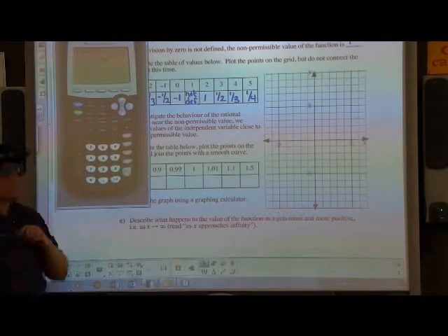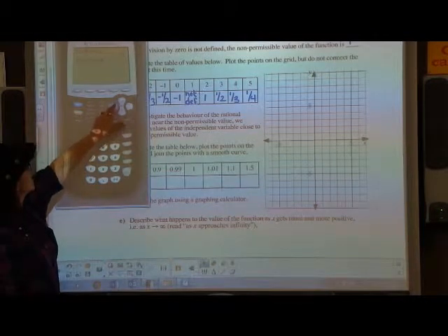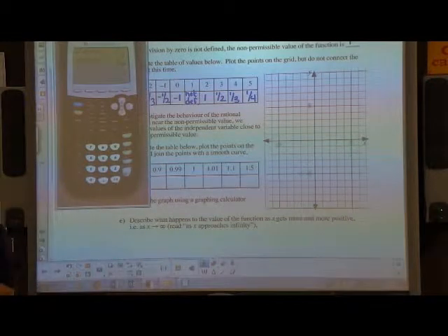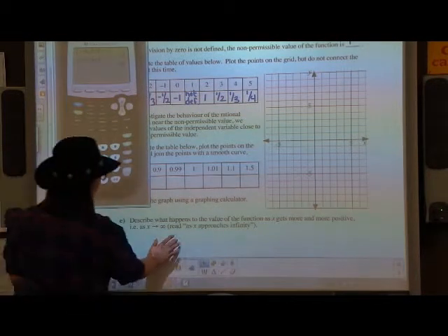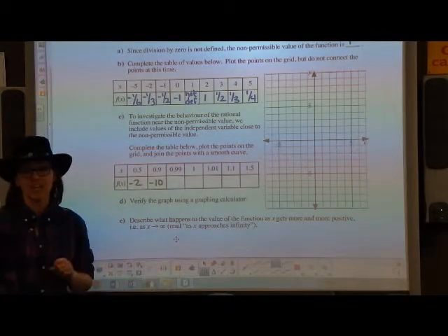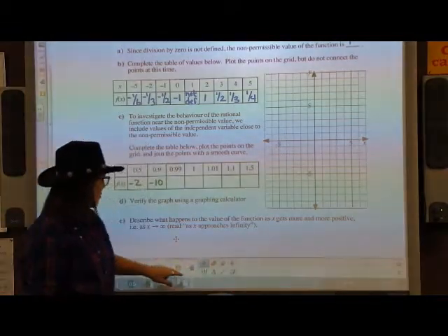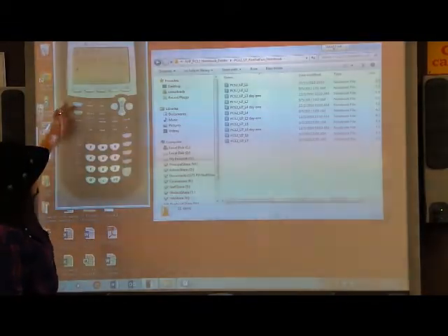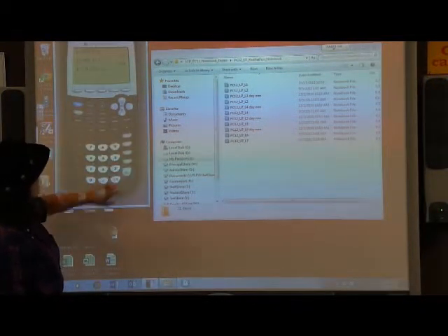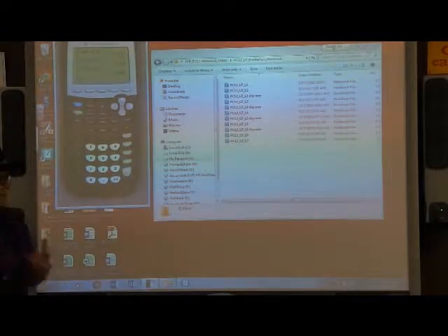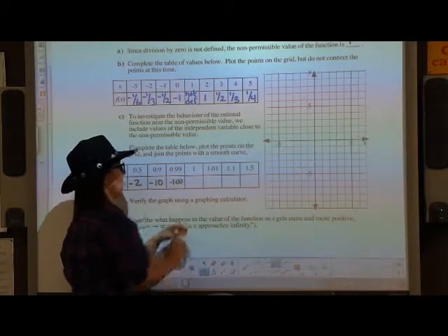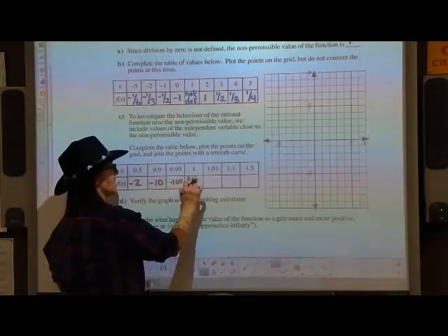And if I go second entry, it retypes it because I don't want to have to type it all over again. I can change the 0.5 to a 0.9, and I get -10. So if x equals 0.5, I get -2. Then I get -10. If I change this to 0.99, I get -100. So I'm getting larger values. And then when x equals 1, I've got that not defined happening again.